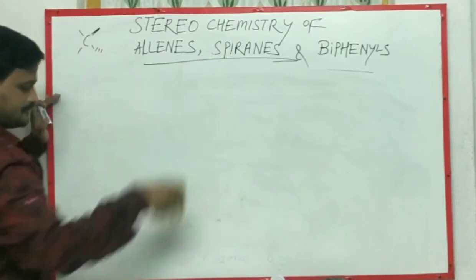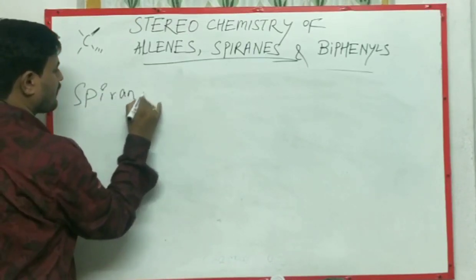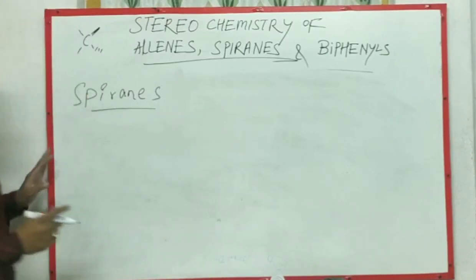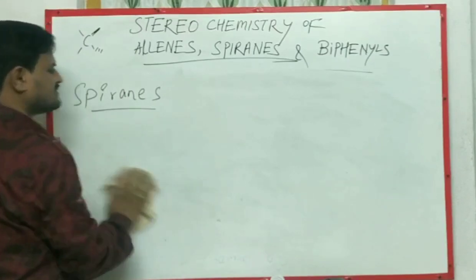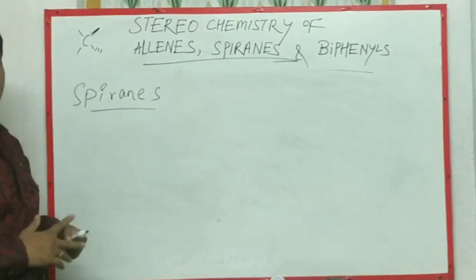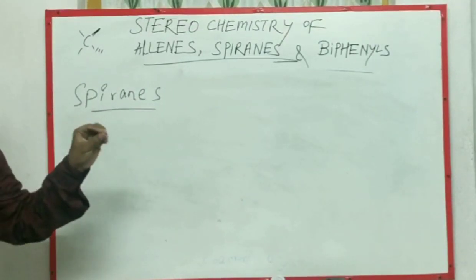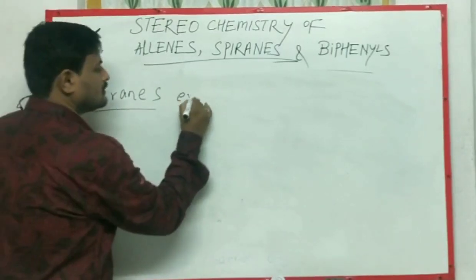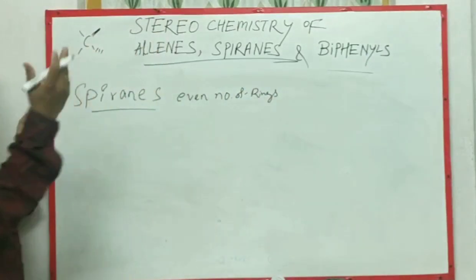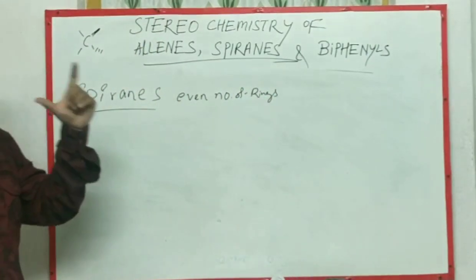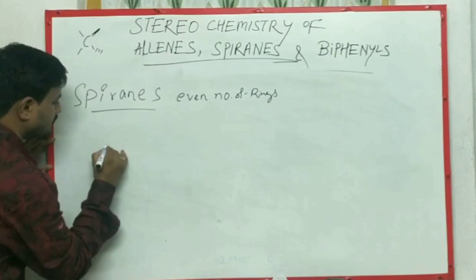Next we go for spirenes. No need for confusion. Spirenes are the same as allenes. What are the two conditions for allenes to show optical activity? First condition, an even number of double bonds or rings. Second, different atoms or groups are present at the terminal atoms. The same things apply here. Just we have to write.